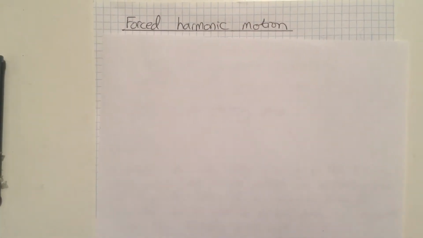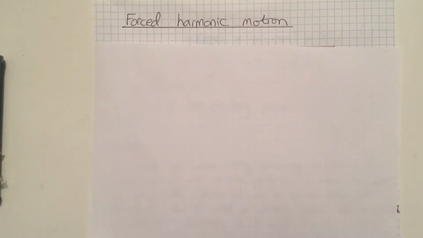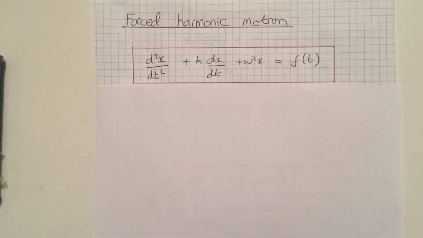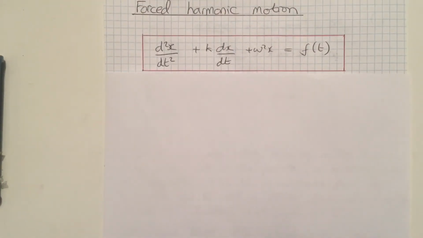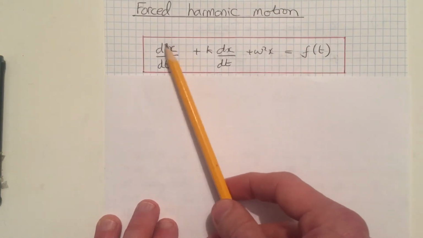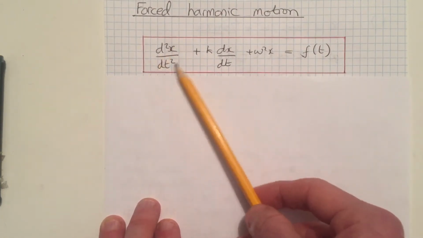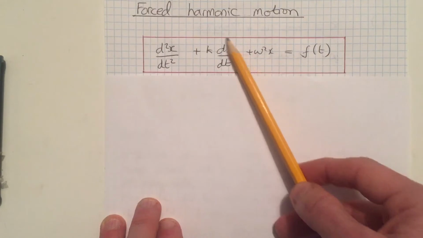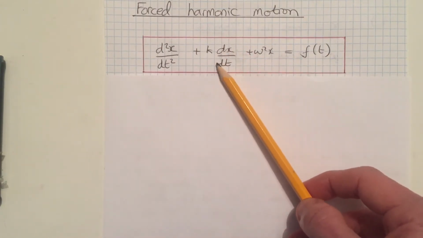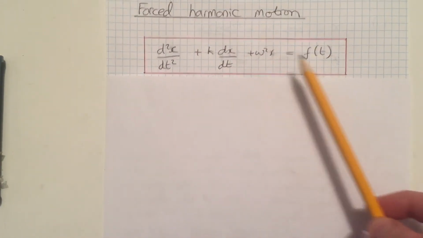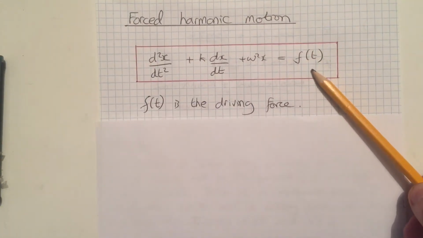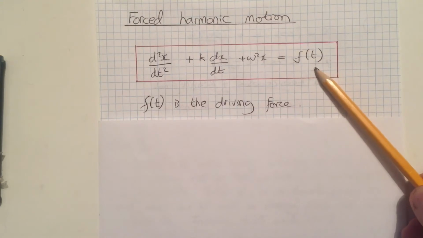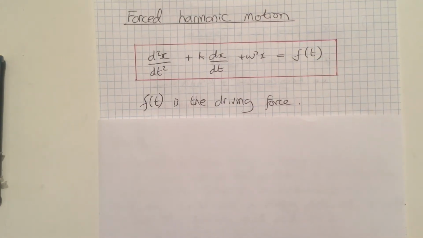So forced harmonic motion is where you have an external force that's adding to the oscillation. And that will look like this in this case. So we've got our acceleration. This is our damping force. This is our restoring force. And this over here is what we call the driving force, because it's adding to the oscillation. It's forcing it to oscillate.